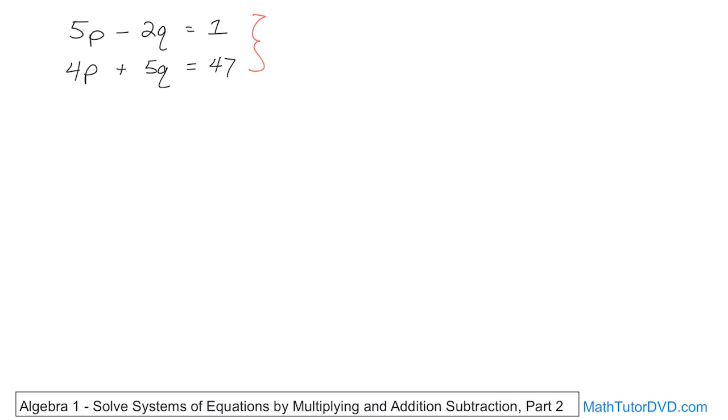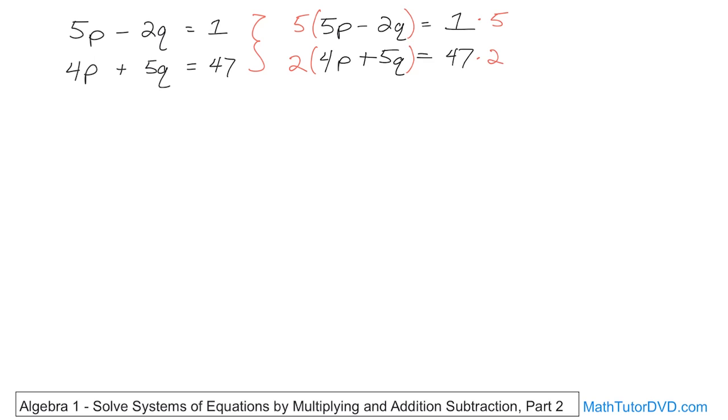So let me show you what I mean. Let me rewrite the equations again. 5p minus 2q is 1. In the second equation, 4p plus 5q is 47. The top equation I'm going to multiply by 5, I have complete freedom here to do what I want, and I also have to do it on the right hand side. And the bottom equation I'm going to multiply by 2, and I'm going to do the same exact thing here, multiplying this by 2.